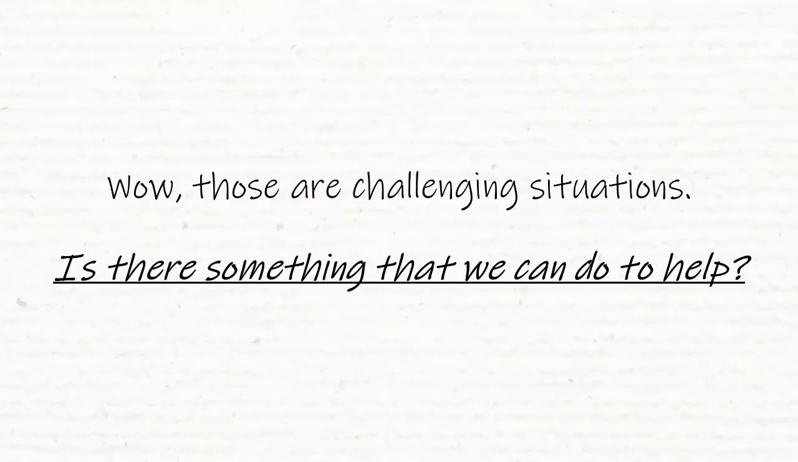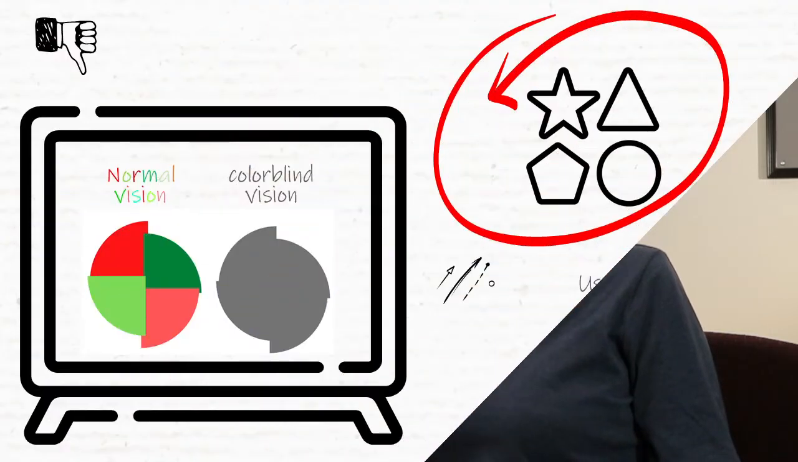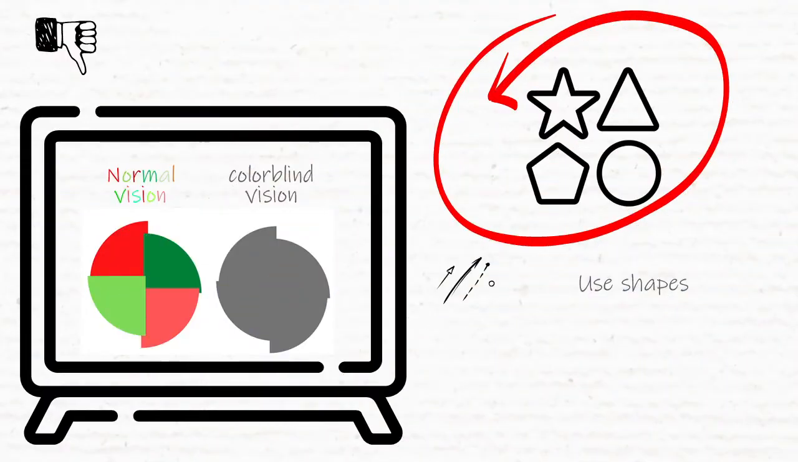Wow, those are challenging situations. Is there something we can do to help? Well, there are plenty of things we can do. Just a few tips. For example, when you make a graph, make sure the data are distinguished by different shapes, and you can also write the caption right next to the data. Just do not only rely on color.